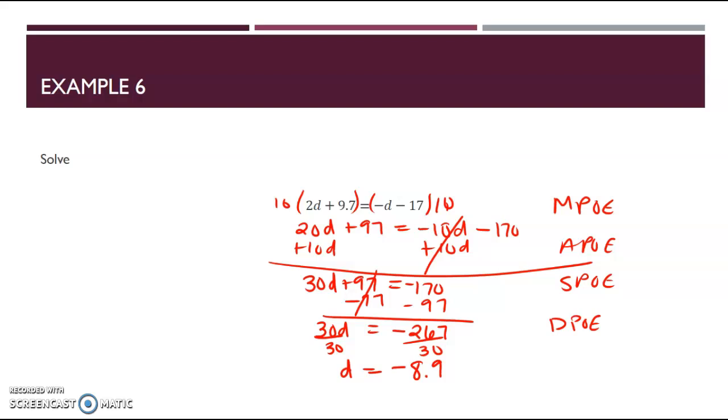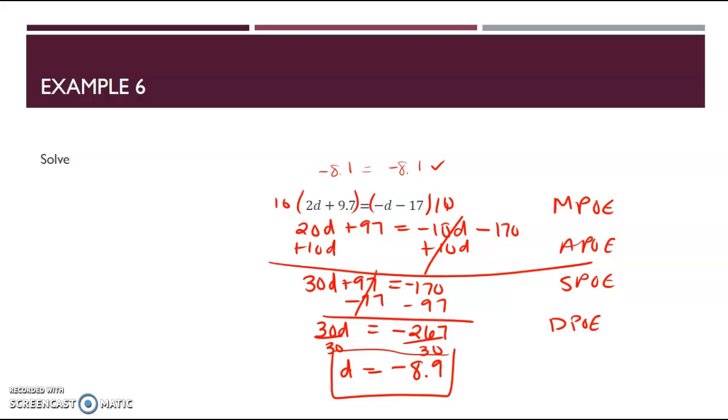I'm typing into the calculator now 2 times negative 8.9 plus 9.7. And this can be as easy as it is. You plug it into the calculator, I got an answer of a negative 8.1 for the left-hand side. And then I do the same thing. Negative times a negative, don't drop your negatives, 8.9 minus 17. And so when we do that one, then I get, again, a negative 8.1. They are equal, which means that the negative 8.9 is correct.